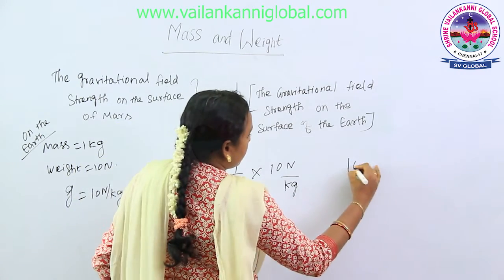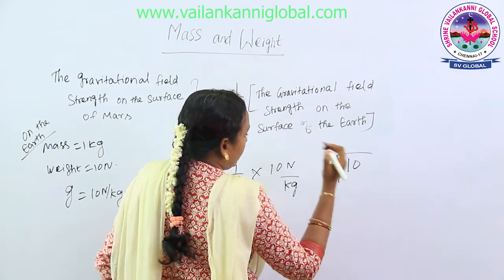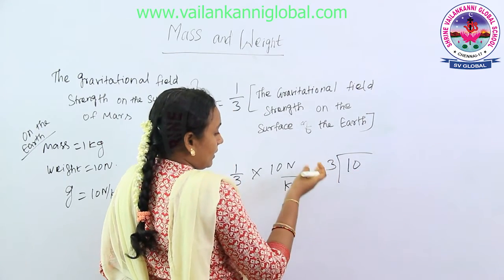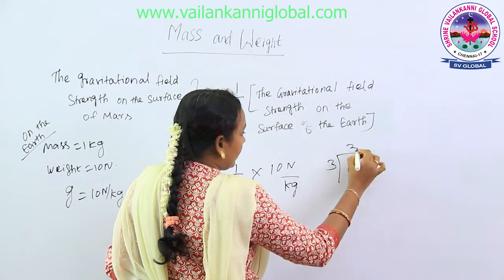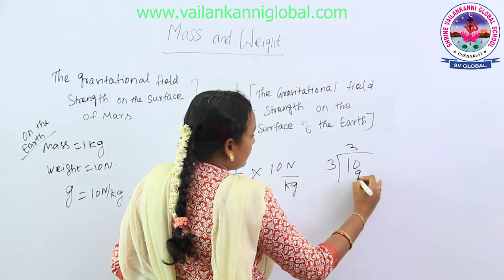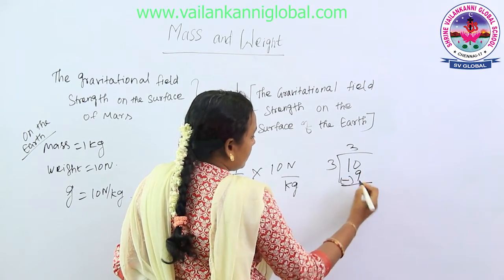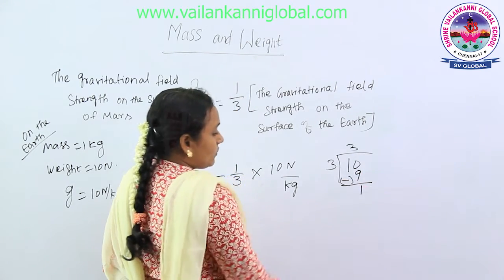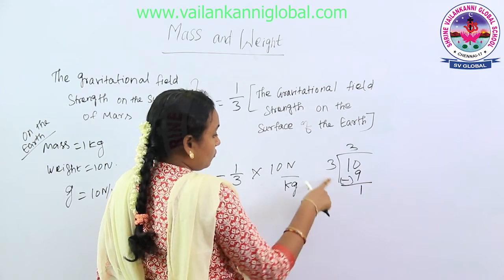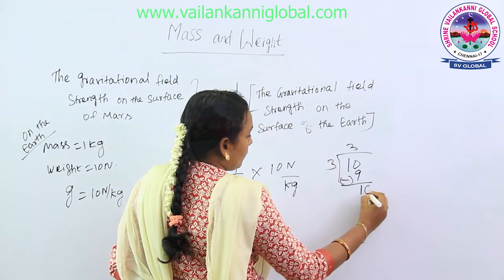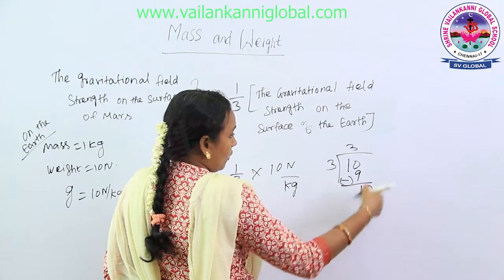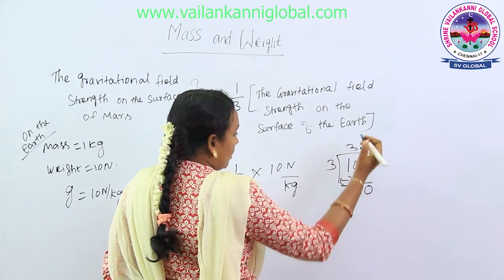So we need 10 divided by 3. In 10, how many times 3's are there? 3 times. So 3 times 3 is 9. When we subtract this, we get 1. But we can't divide 1 by 3, so we have to combine a 0. If you combine a 0, you have to keep the decimal point in the quotient place.